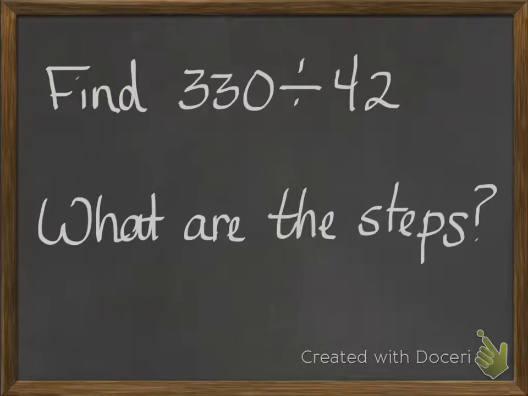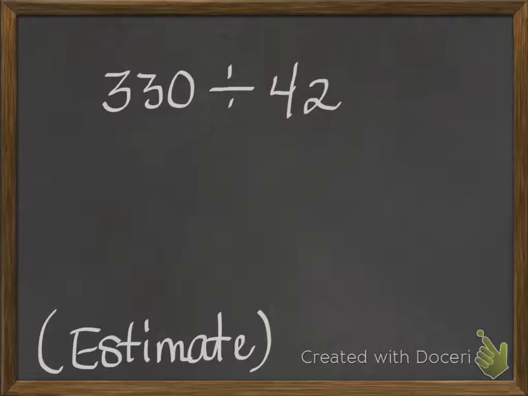Let's try another one. Find 330 divided by 42. What are the steps? Do you remember the first step? The first step is estimation. We're going to estimate 330 divided by 42. I'm going to take the divisor and put it into a compatible number first. So 42 is really close to 40. It starts with a 4, so I'm going to be looking for multiples of 4.